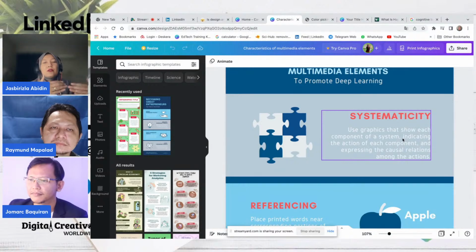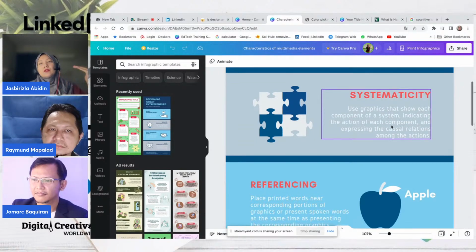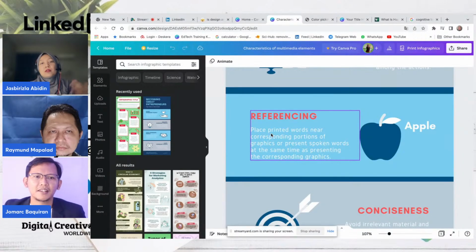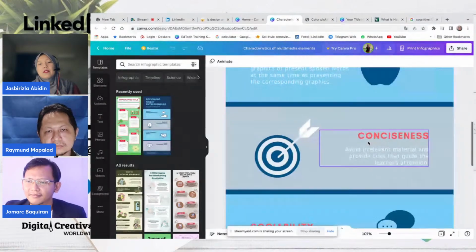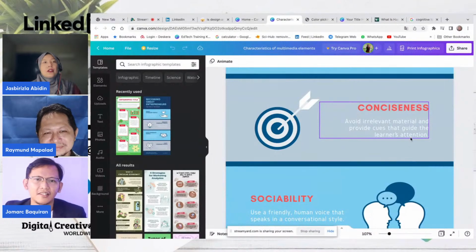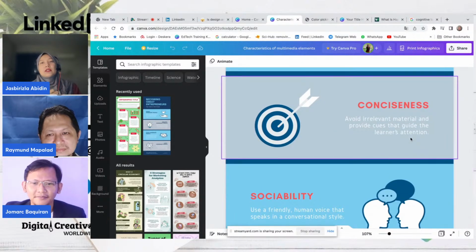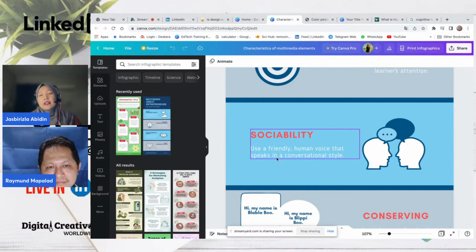systematicity. If you create more systematic graphics, then people would be able to follow them easier. And then referencing: you place words nearer to the graphics, like this one. You put apple at the side of the graphic. Be concise. You don't have to put too many words. You can use bullet points, and then you, as an instructor, can explain. And then use a conversational style.